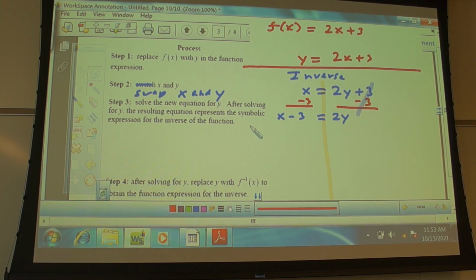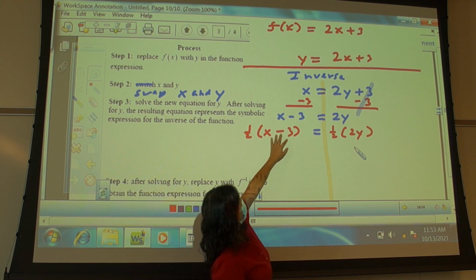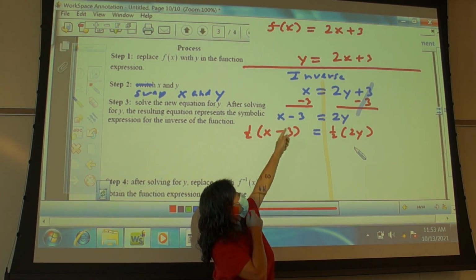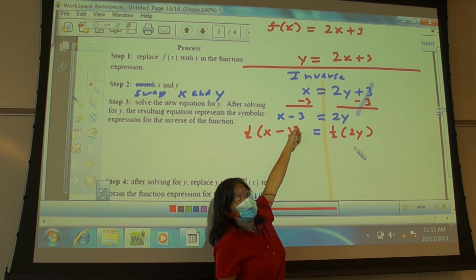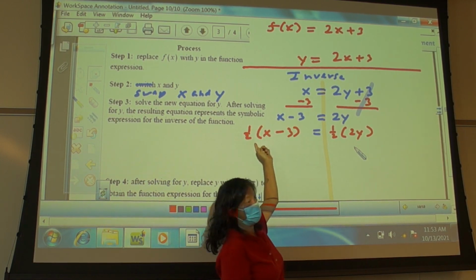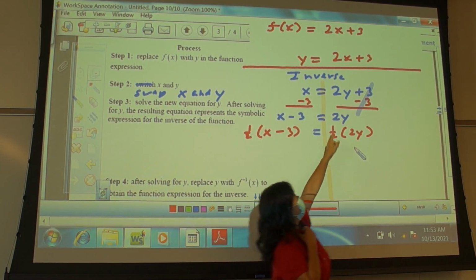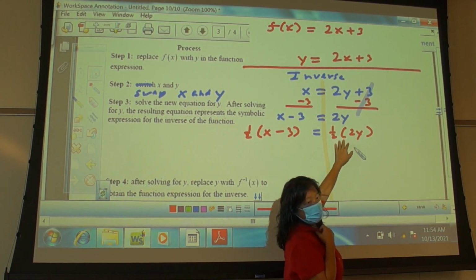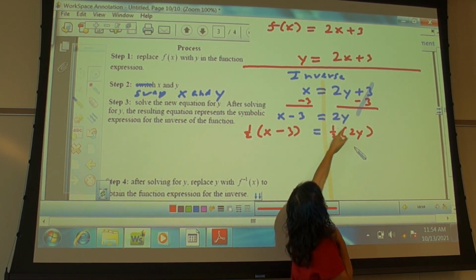I'll show you why. 1/2 times x minus 3 equals 1/2. And everything on the side is being multiplied by 1/2. So I'm going to put everything on this side. Everyone look up for a second. Everything on this side needs to go inside the parentheses, because the whole thing is being multiplied by 1/2. Over here, the whole thing is being multiplied by 1/2. But there's only one piece.